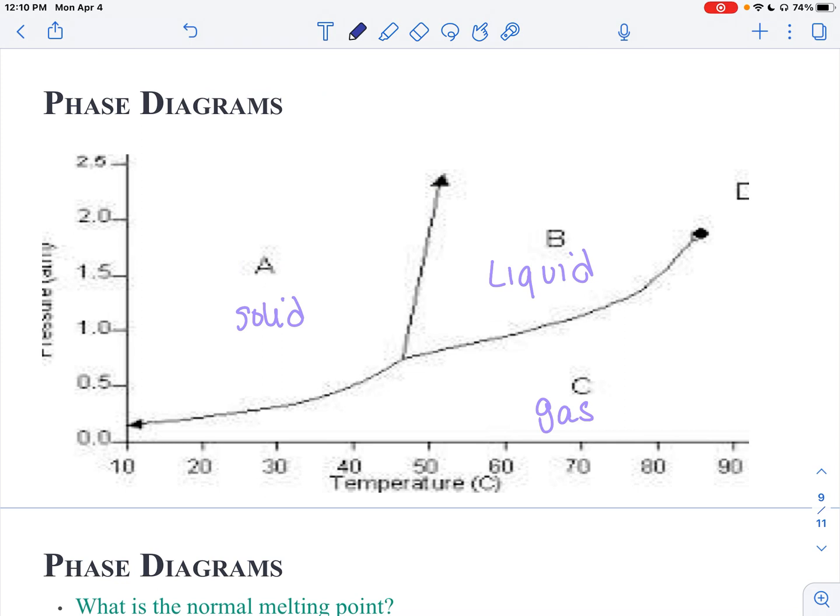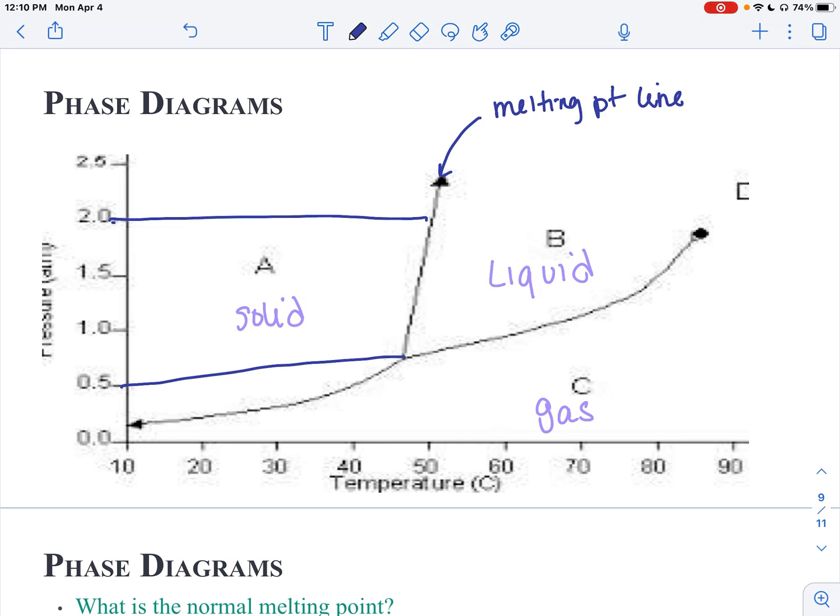So a couple more things. This is going to be the melting point line. Usually we would explain that the melting point is a temperature. It's 0 degrees Celsius for water. But actually what happens is that based on the pressure, that melting point can change a little bit. So if we had a different pressure, like if we went to 2.0 atmospheres, it would be a little bit of a different melting point from 0.5 atmospheres. So you can look at it that way.